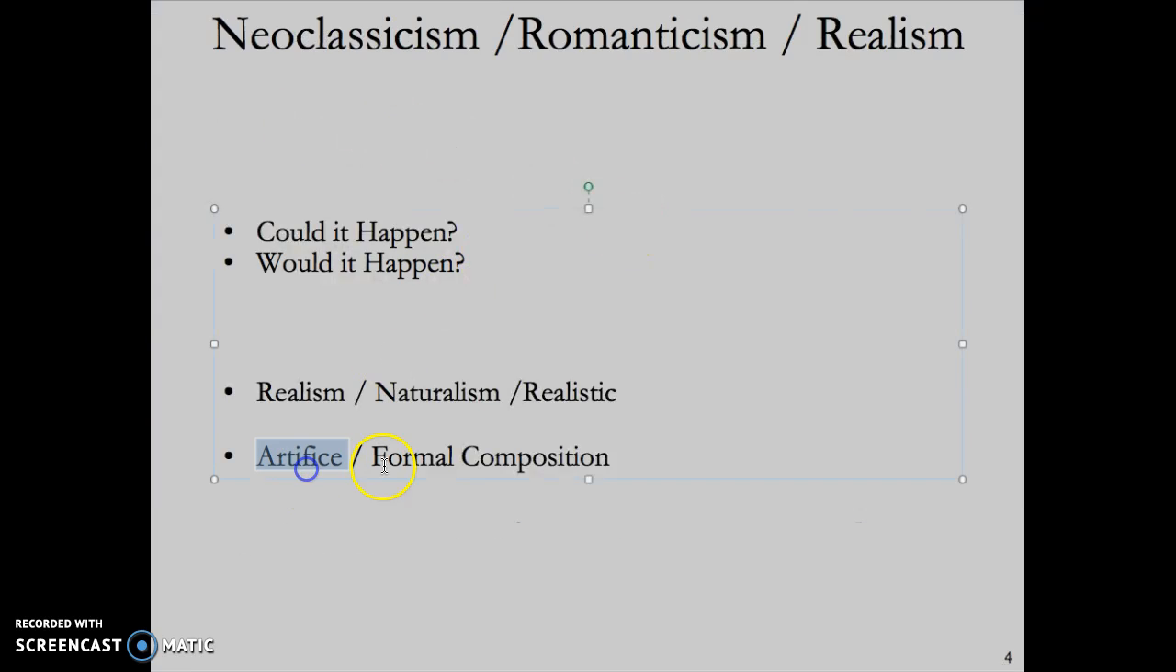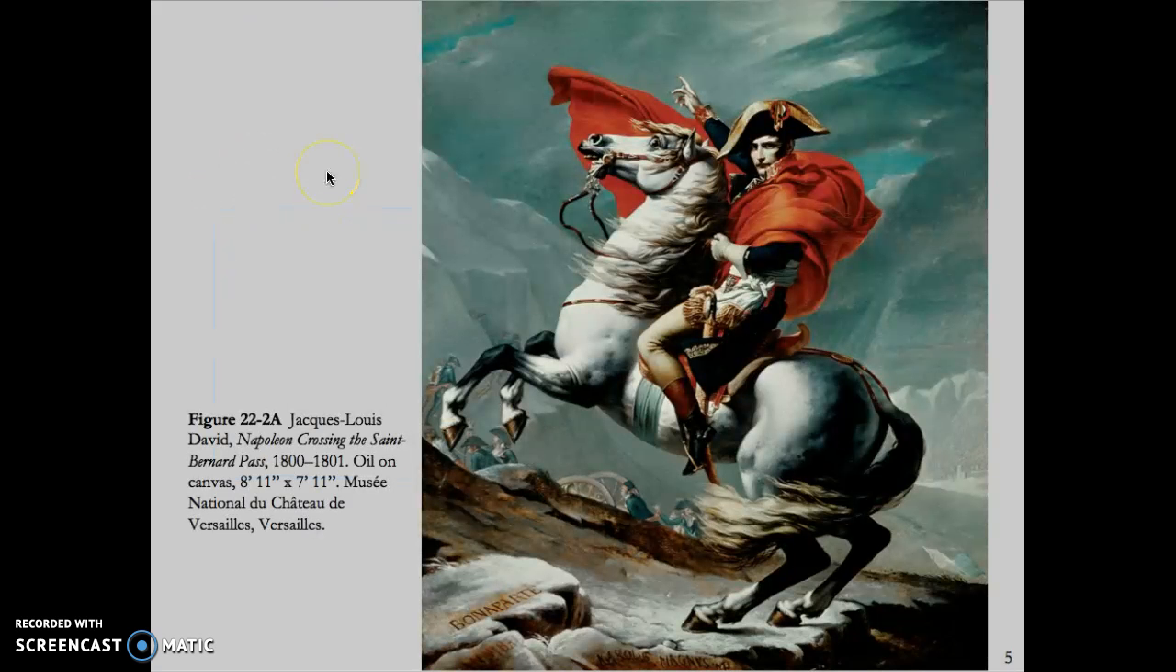Another set of terms I want to talk about here is the idea of artifice, which in the book is sometimes referred to as a formal composition. When we look at a lot of neoclassical art, it is realistic as far as proportions, as far as shading, as far as the illusion of depth. All of these things are fairly realistic, but they are not necessarily things that actually would happen.